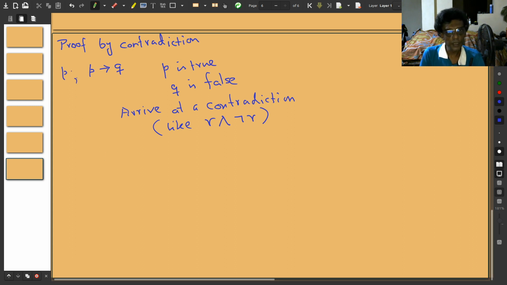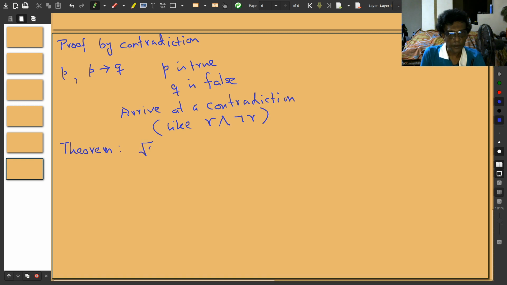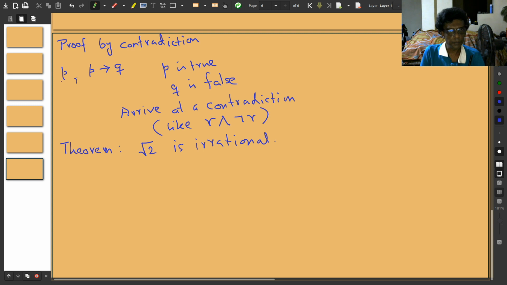This can also be used for simple statements like P. You want to prove P, not necessarily assuming something, and then you assume P is false, and then arrive at a contradiction using a sequence of logical steps. Okay, so I illustrate this once again by an example theorem. This is a result we have already used: root 2 is irrational. This is not exactly an implication proof, but it's a statement like this. Okay. So how do I prove it?